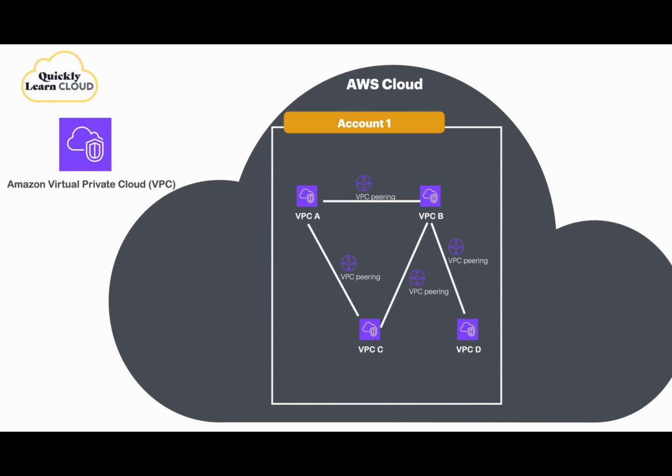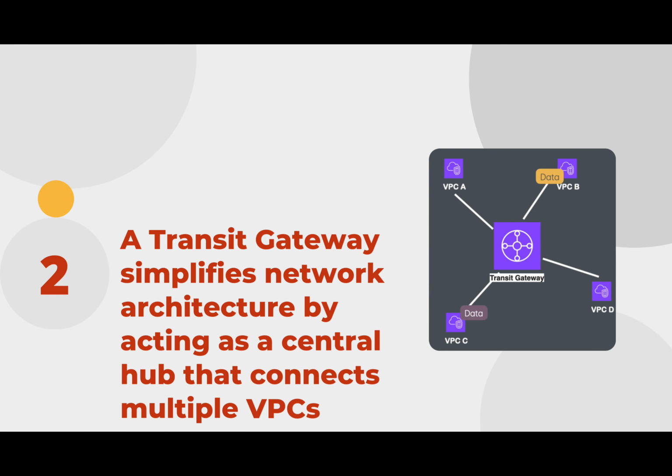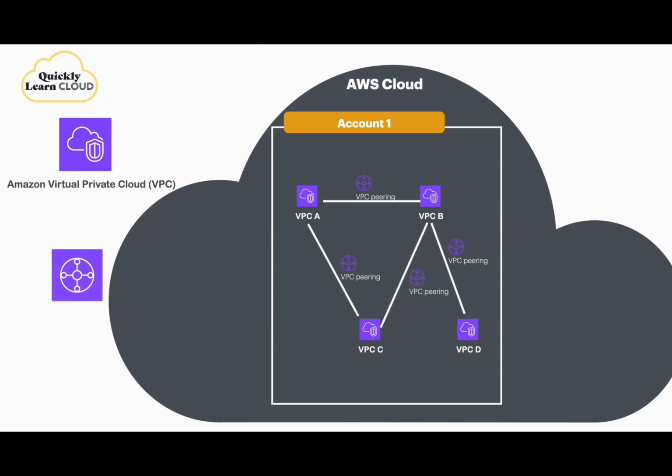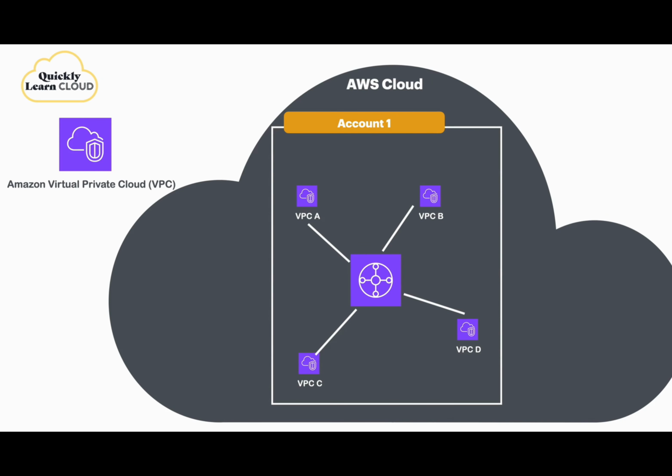2. Transit gateway. A transit gateway simplifies network architecture by acting as a central hub that connects multiple VPCs and on-premises networks. Unlike VPC peering, Transit Gateway supports transitive routing, allowing you to easily manage large-scale network topologies. AWS recommends using Transit Gateway for complex environments where multiple VPCs and networks need to interconnect efficiently.